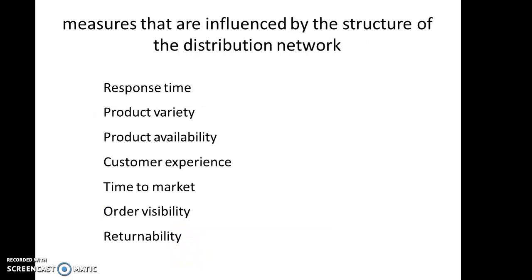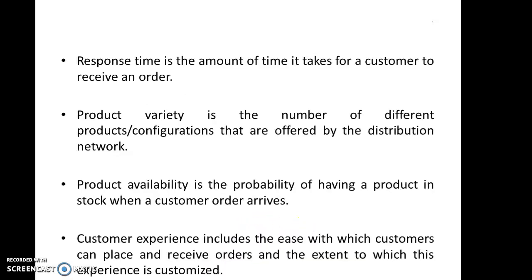The measures that are influenced by the structure of the distribution network. So, what are the different measures? Response time, product variety, product availability, customer experience, time to market, order visibility, and returnability. So, we will see one by one in detail. So, the first one is response time. So, what is response time? Response time is the amount of time it takes for a customer to receive an order.